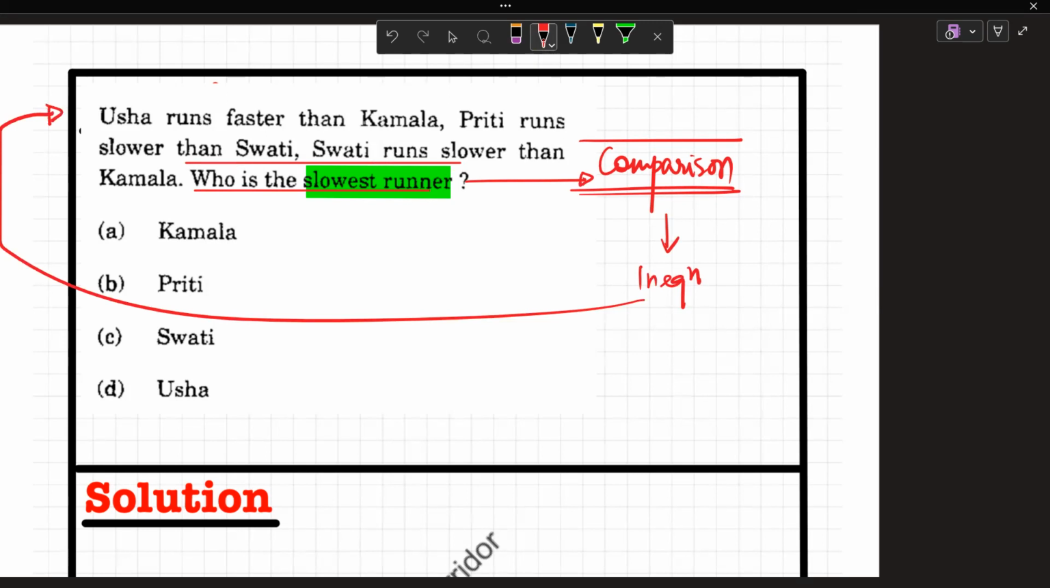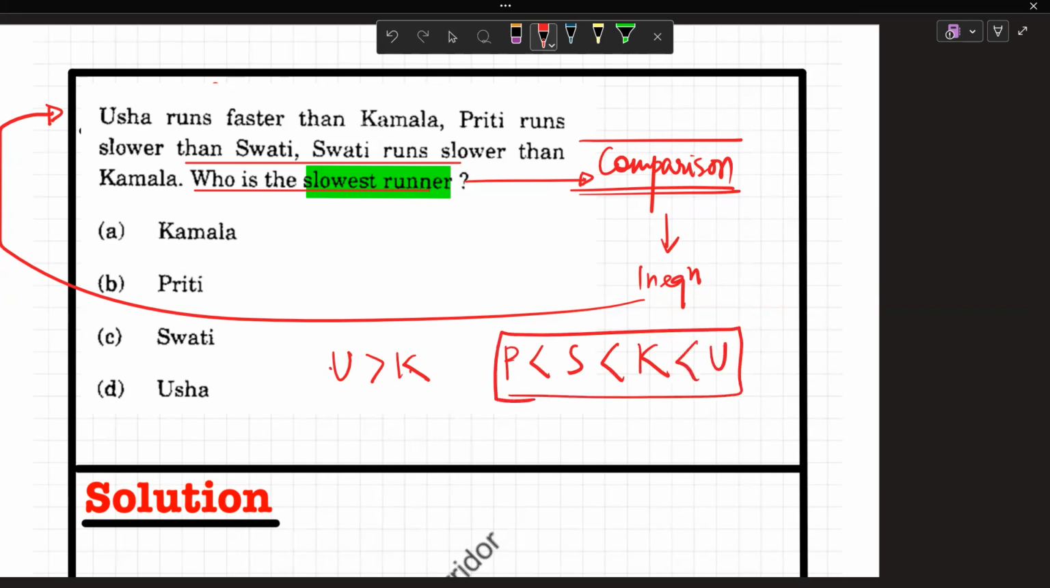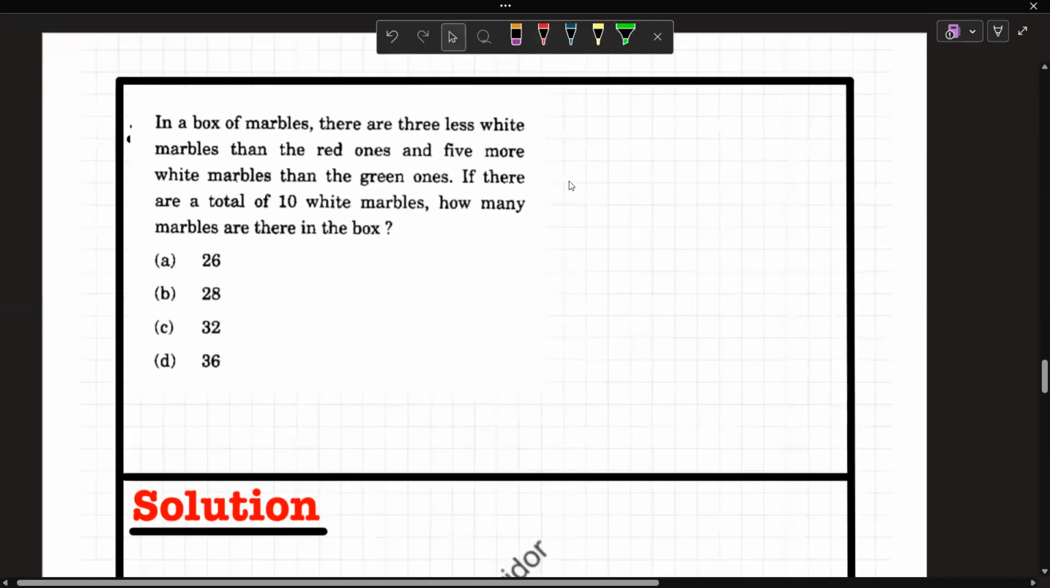Usha runs faster than Kamla. Preeti runs slower than Swati. Swati runs slower than Kamla. Now, Kamla runs slower than Usha. So, PSKU is the order. Now, the question is who is the slowest runner? Don't make this error by writing U as the slowest runner. Check the sign first. Okay. So, who is the slowest runner? It is Preeti. So, correct option will be B. Clear? Very easy question. Now, let us come to this question.